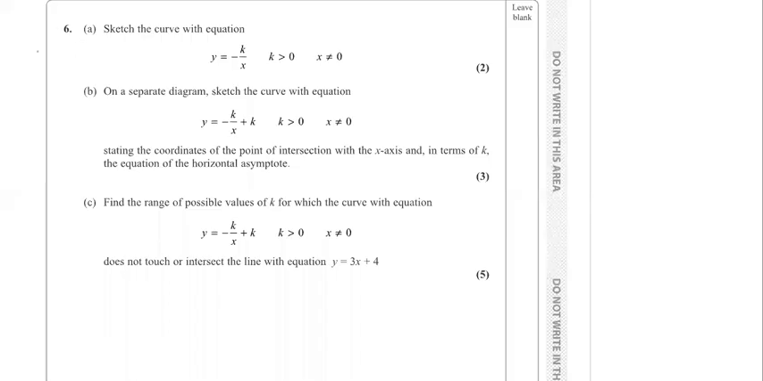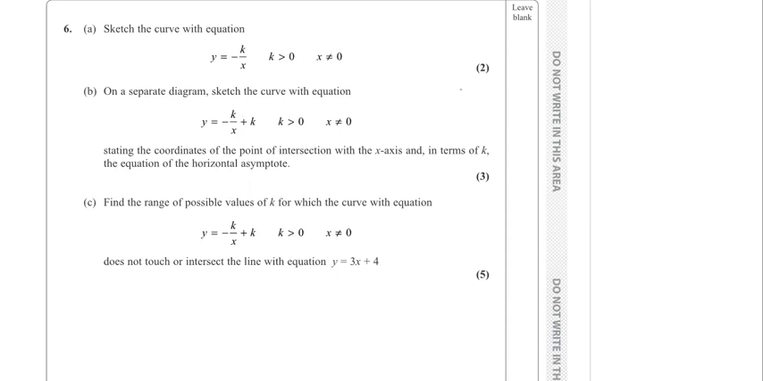Question number 6, International Advanced Level Pure 1, January 2021. The question is, sketch the curve with equation y is equal to minus k over x, where k is greater than 0 and x is not equal to 0. y is equal to minus k over x is a reciprocal equation.